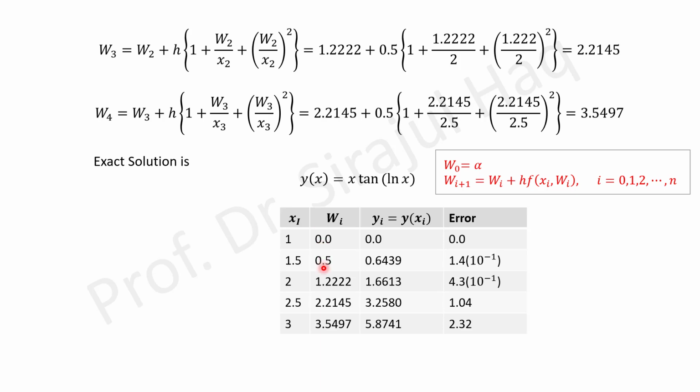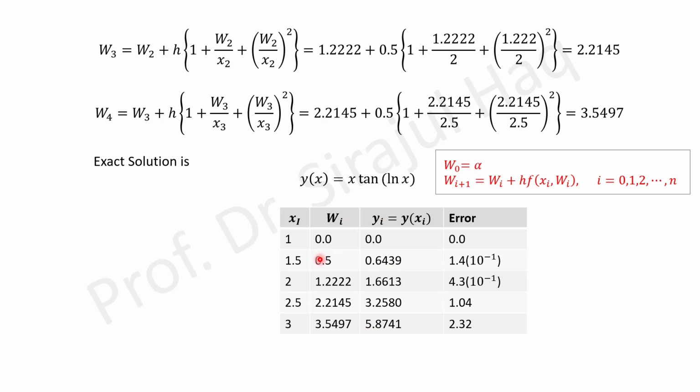W0, W1 which you computed, W2 you computed, W3 and W4 are coming from your calculation. And when I replace X by 1 in this equation, you get Y at 1, and of course this is 0. This is the exact solution. Replace X by 1.5 in this equation, you get the exact solution. X is equal to 2 over here, this is the exact solution. When X is equal to 2.5, this is the exact solution, and when X is equal to 3, this is the exact solution of your problem coming from here.